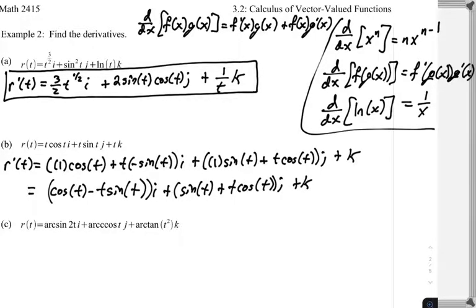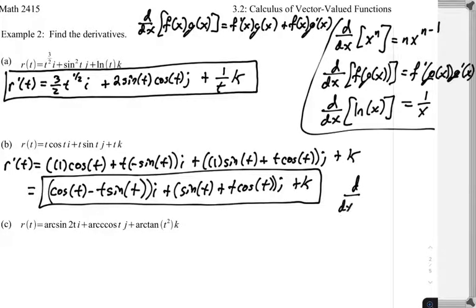Okay. All right, and the second to last one, I've got a part D that's going to be on the next slide. So part C, we have r of t is equal to the arc sine of 2t i plus the arc cosine of t j plus the arc tangent of t squared k.